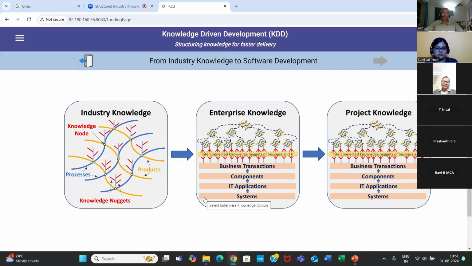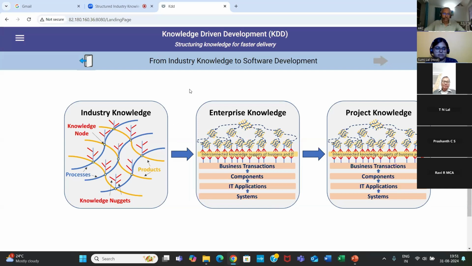So this is the landing page, knowledge-driven development. Within that, you have industry knowledge, enterprise knowledge, and project knowledge. We will focus on industry knowledge. That's what we are talking about today. When an organization wants to adopt this tool, they will pull in their knowledge, which will form the enterprise knowledge. The same structure can be used, right?